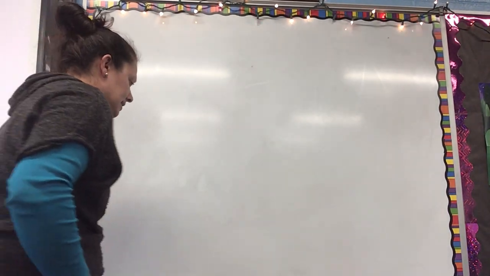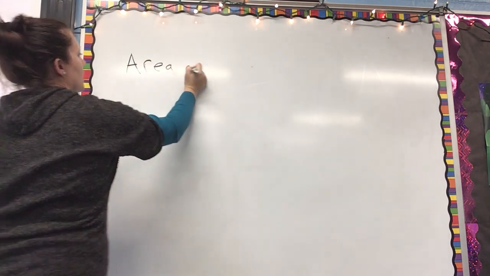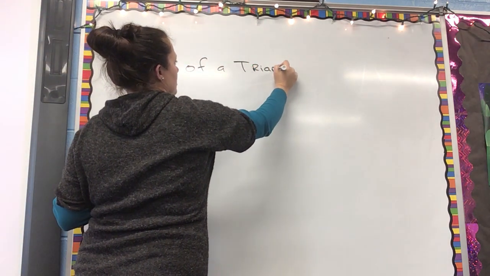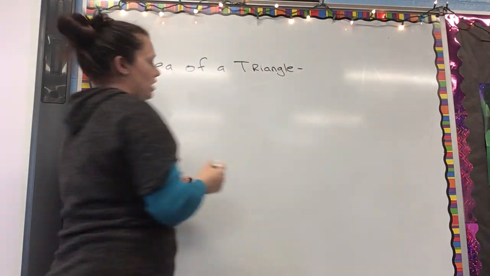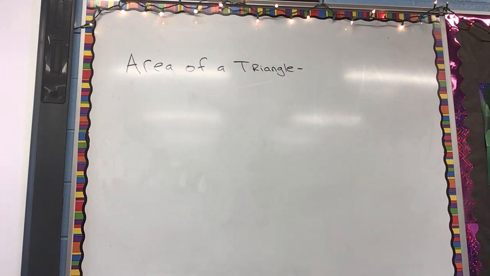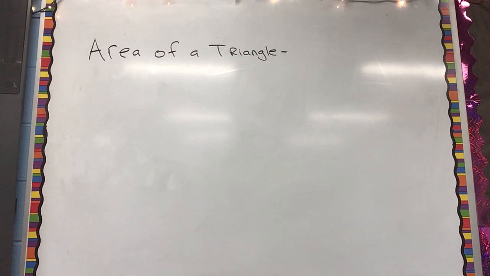So in your math notebook right now, usually I give you guys kind of a vocab word, but right now I actually just want you doing your own research. Area of a triangle, and I want you to do some of your own research. What does that mean, area of a triangle? How would you find it? Maybe an example, maybe a picture. Do your own research right now on area of a triangle.